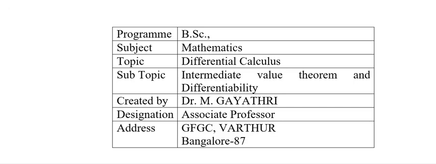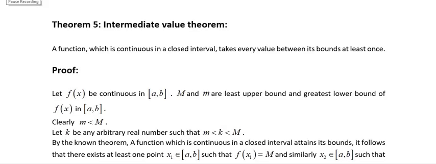Today we are going to prove the intermediate value theorem and define the concept of differentiability, and we solve some problems. Intermediate value theorem: a function which is continuous in a closed interval takes every value between its bounds at least once. So, listen, a function which is continuous in a closed interval a comma b.